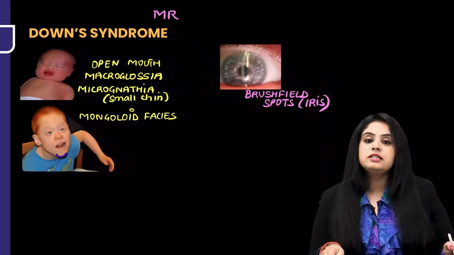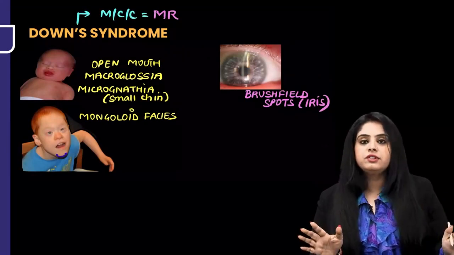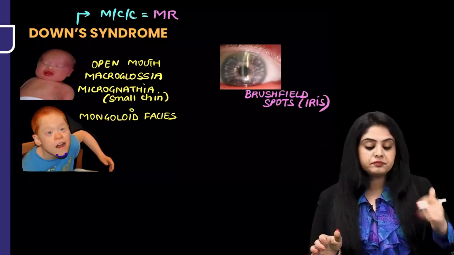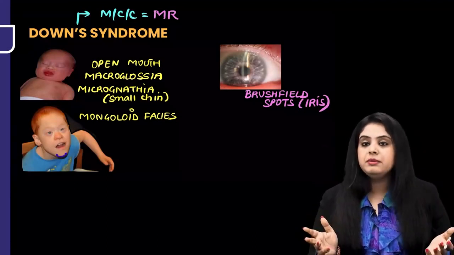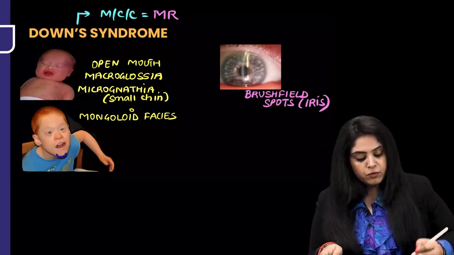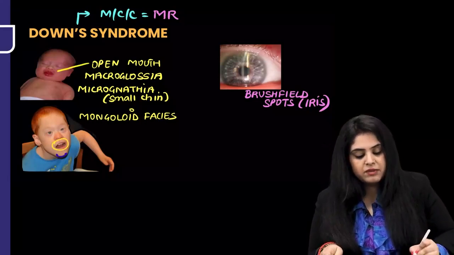So what all do you see in Down syndrome? I think everyone knows that this is the most common cause of mental retardation, Downs, right? Everyone is aware of it. Let's look at head to toe what are all the features that a Downs baby is going to show us. So first and foremost, you will say all of them tend to have an open mouth. They always tend to keep their mouth open.